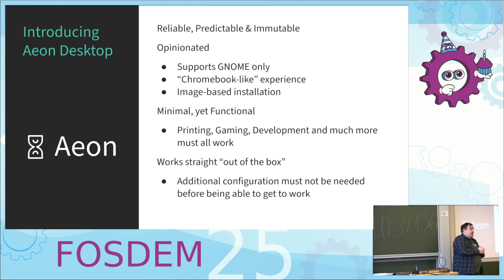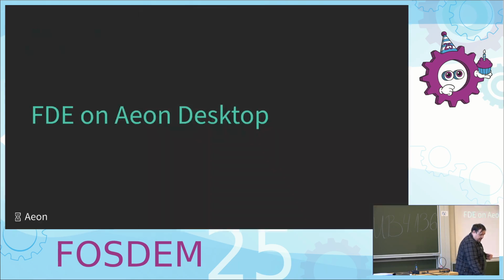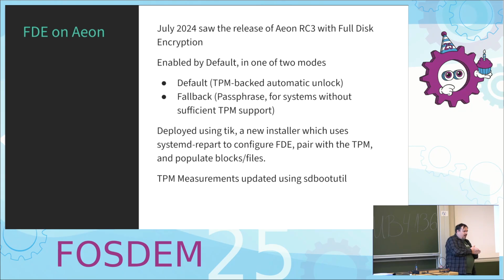Because really, we don't want people having to mess around with lots of funky configuration to get the whole thing to work, and that includes also full disk encryption. So, last year, in July, we did release candidate 3, which was the one where we put FDE in there, and it's enabled by default. In fact, you can't turn it off. If you're installing Aeon, you are getting full disk encryption whether you like it or not. By default, if your hardware supports it, it's TPM backed and automatically unlocking. And if your hardware doesn't, we have this concept of a fallback mode where you've got to put a passphrase in, and you're unlocking it the old-fashioned LUKS way every time it boots up.